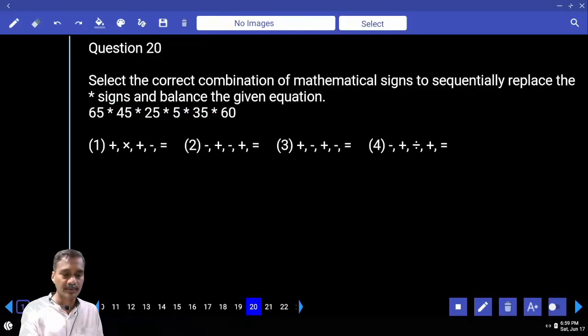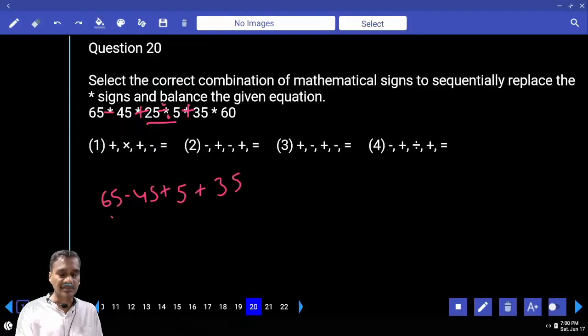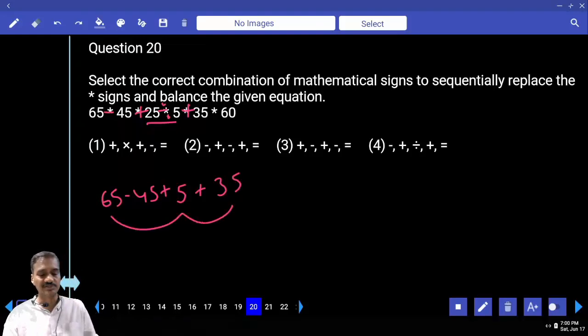Then choice 4. Minus, plus, division, plus. Now 25 divided by 5, 5. Plus 45 plus 5. And 65 minus 45 plus 5, plus 35. And 70 plus 35. How much is that? 105 minus 45. And 60, choice 4 for question number 20.